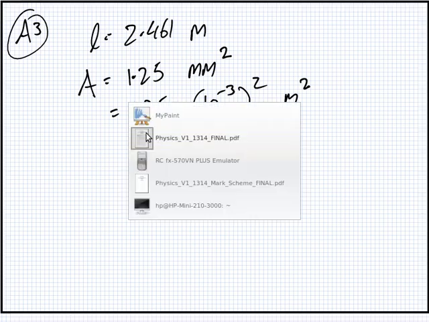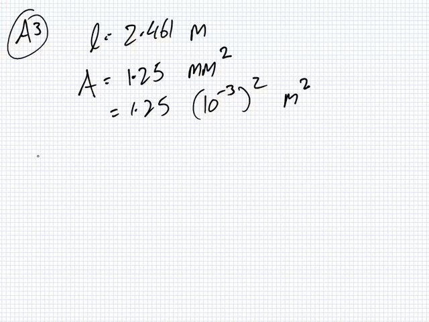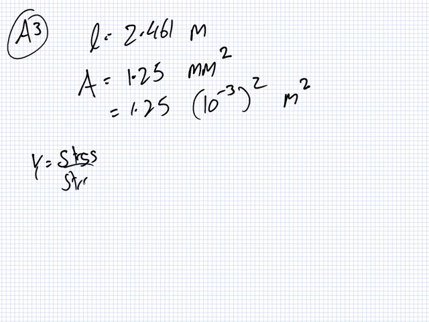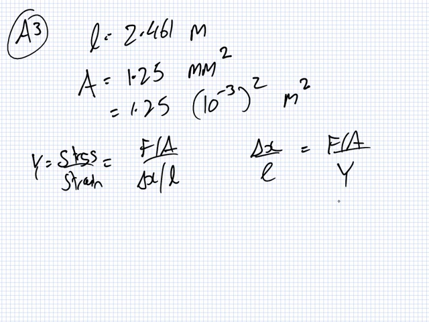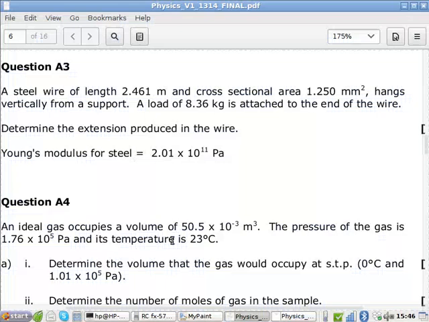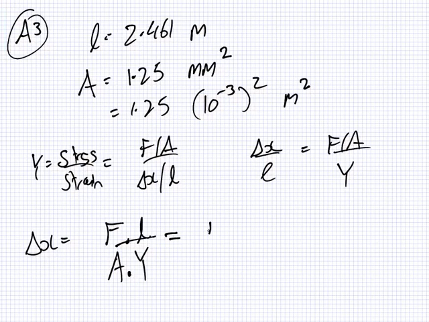The extension. So Young's modulus is stress over strain, right? And stress is force over area, and strain is extension over length. So extension over length equals force over area over Young's modulus. So extension equals force times length over area times Young's modulus. And is it a weight on it? Yeah, the weight. So the force is mg, and the extension is mgL over AY.